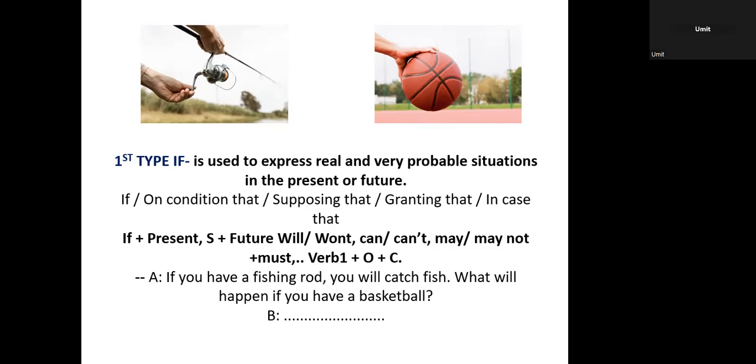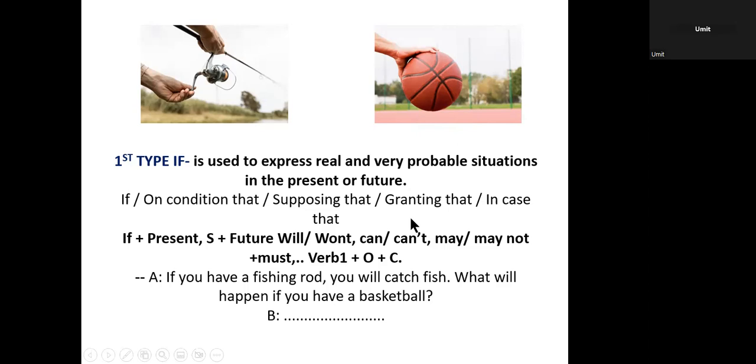If plus present simple, plus future: will, can, may, not, etc., and of course the verb and object or complement. If you have a fishing rod now, you will catch fish. You can catch fish. You may catch fish. What will happen if you have a basketball? If we have this object now, we can play basketball. We will play basketball. This is the first type of if.